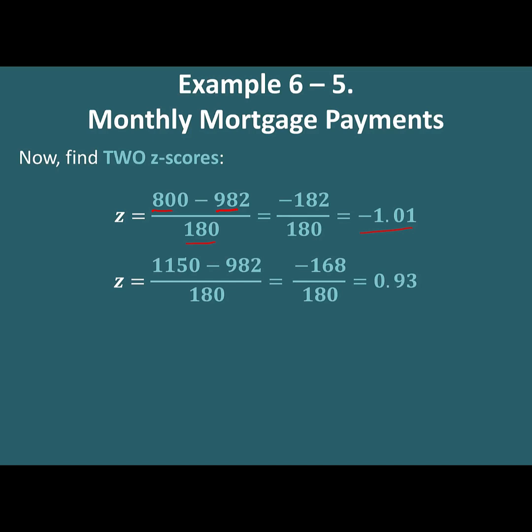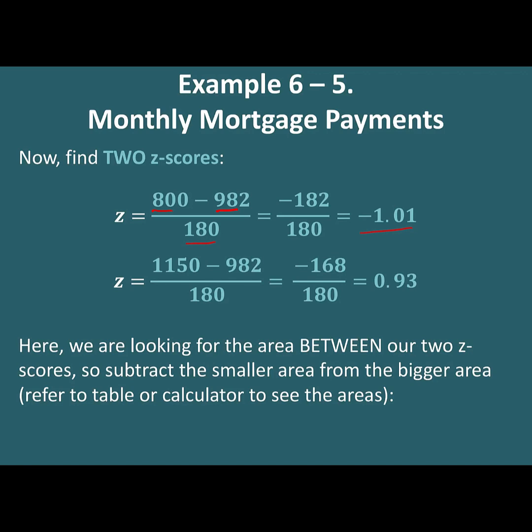And as we have done before, here we are looking for the area between our two z-scores. So subtract the smaller area from the bigger area as follows. 0.8238 minus 0.1562, giving us an area of 0.6676. I invite you here to pause the video and verify that these two areas come from these two z-scores, subtract them, and verify that you get the same answer as I do.